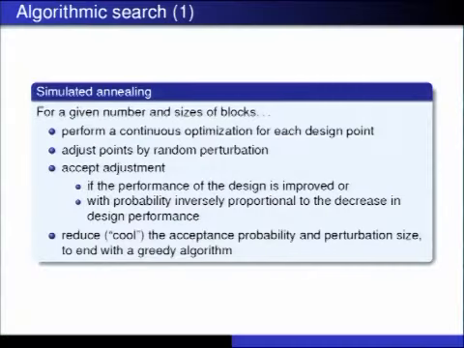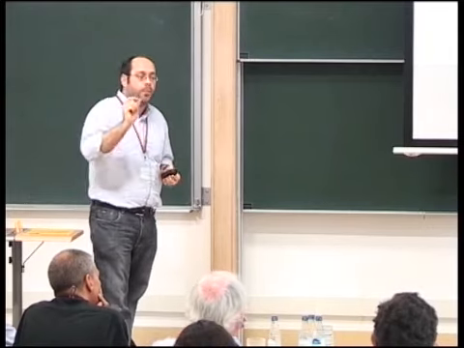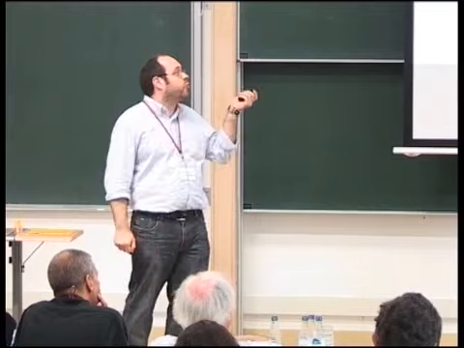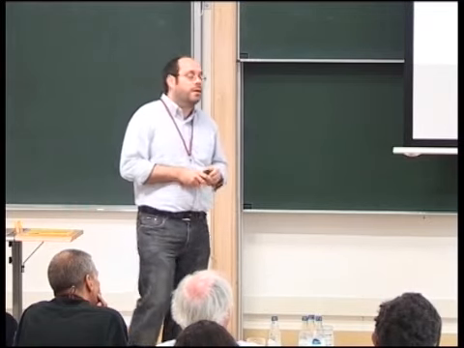We can also just do an algorithmic search. We use simulated annealing. So we fix a number and sizes of blocks, and then for each particular point in our design, we just do a little random perturbation, and we accept that adjustment to that point if it improves the design, and we still accept it even if it doesn't improve the design with some probability inversely proportional to the decrease in the design performance. And that probability and the size of the perturbation decreases as we go through our search. So we end up with a greedy algorithm homing in on a good solution. And we obviously would want to run this more than once to try and make sure we avoid local optima.